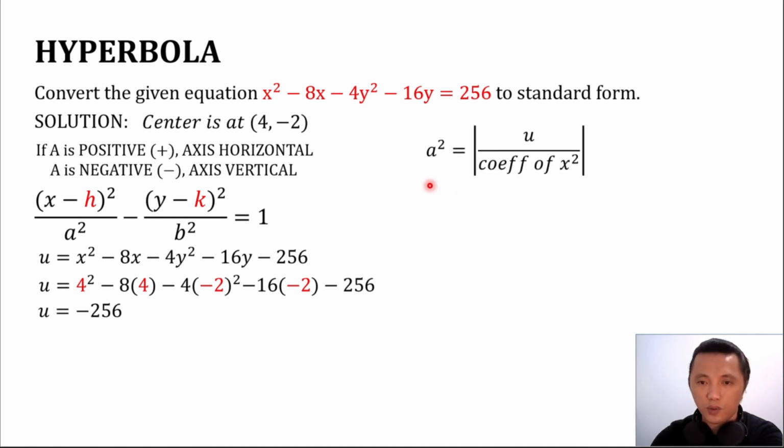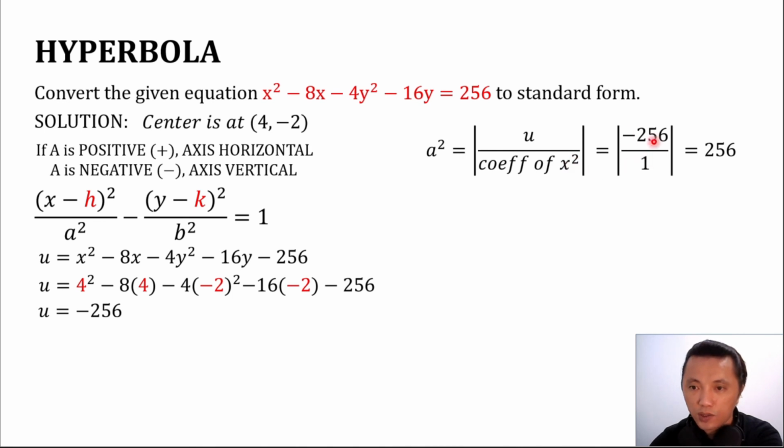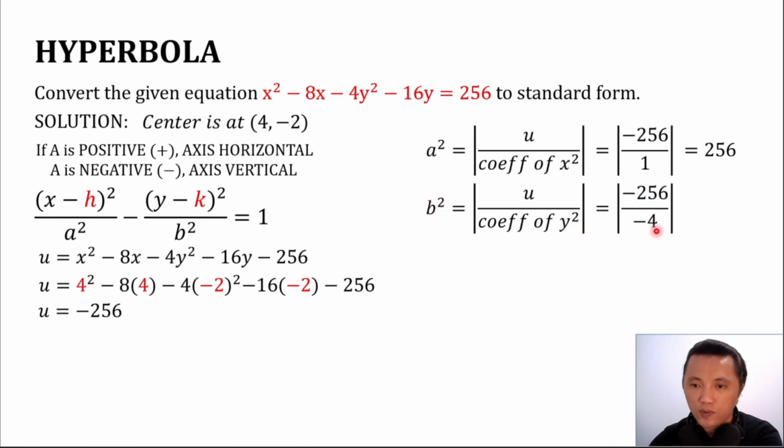-256. We have a squared is equal to u over the coefficient of x squared. Again, a is paired with x, so use a and x together. So we have -256 over 1. So that is 256, absolute value, so this is positive. So b is paired with y here, so you should pair b with y also. -256 over -4, the coefficient of y squared, right? -4. So we have 64.